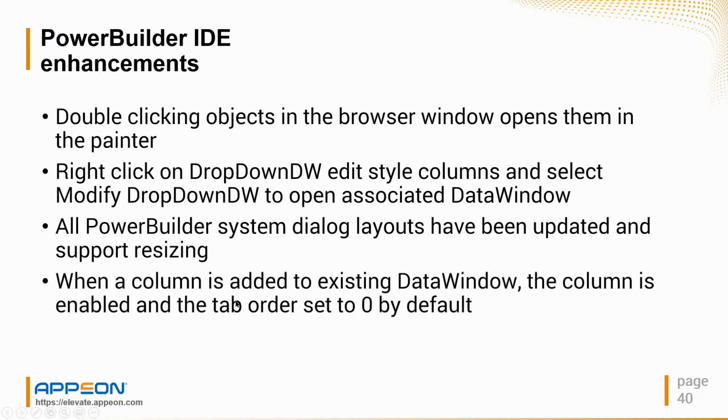And then the last thing here: when you add a column to an existing data window, the column is now enabled by default. It used to be disabled by default, and they're assuming the whole point of adding the column to the data window is because you want the user to work with it, and it has to be enabled for them to do that. So why not make it enabled by default so they don't force you to enable it after you've added it.